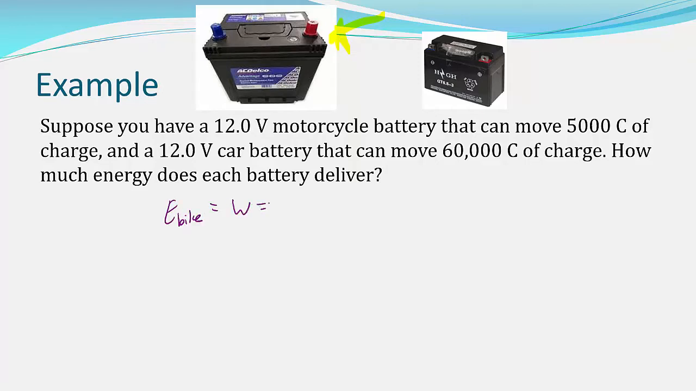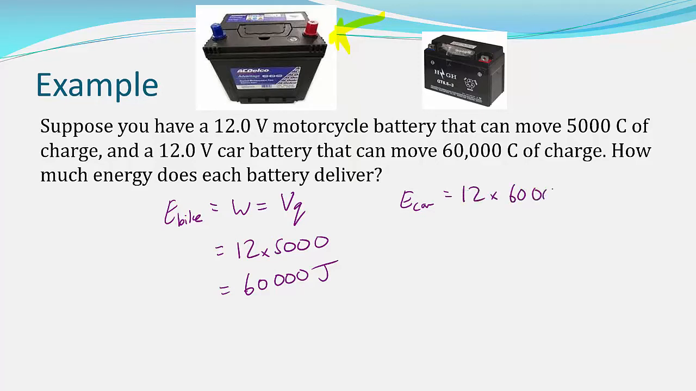The work done by the bike battery is going to be its voltage multiplied by how much charge it's able to move, so that's just 12 times 5,000. The answer we get for the energy of the bike is 60,000 joules, or 60 kilojoules. Now, if we look at the car battery, it has the same voltage, but it can move more charge. So what you should get is 720,000 joules.